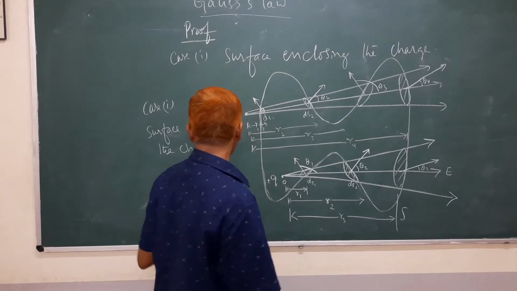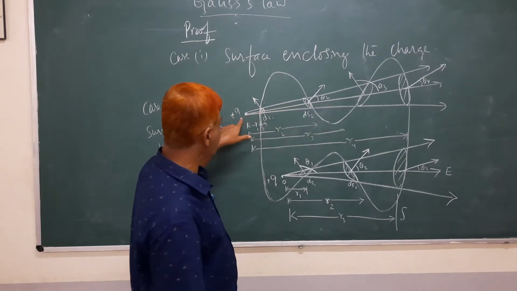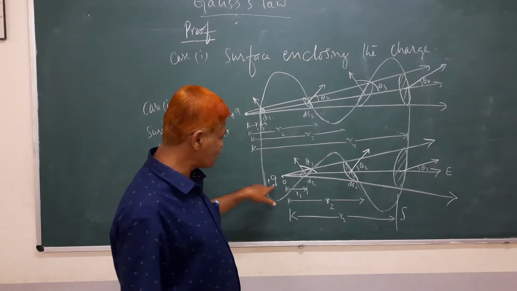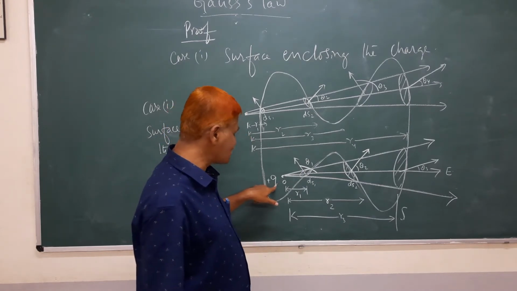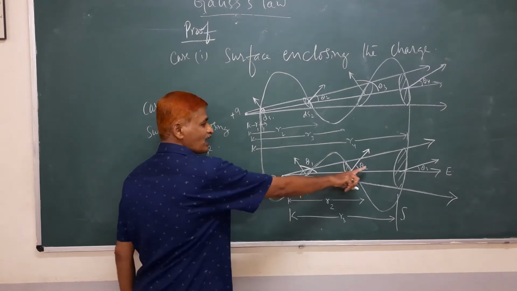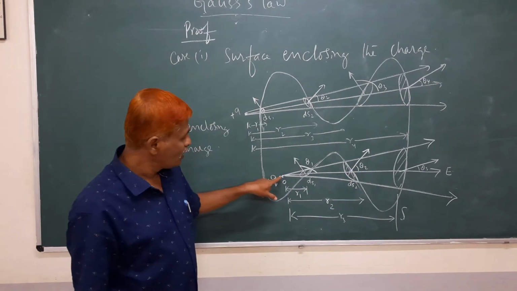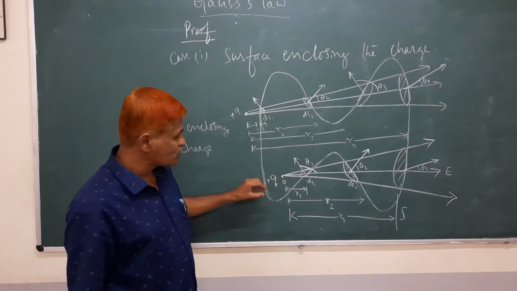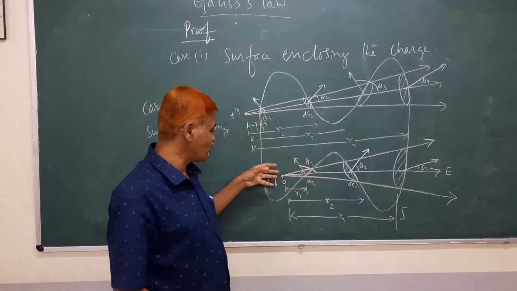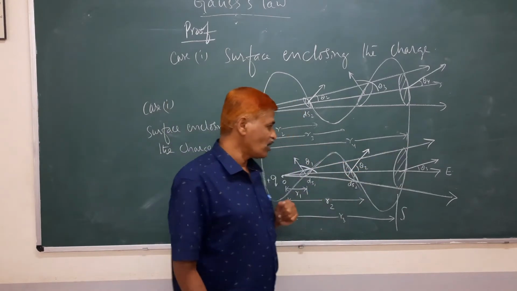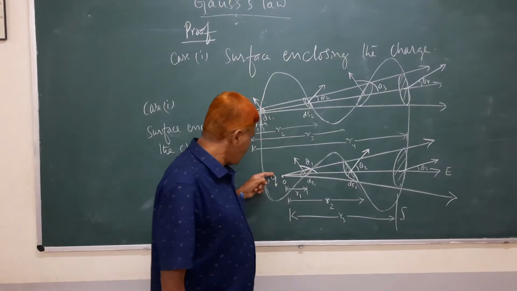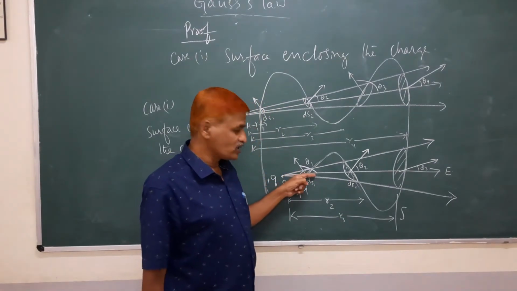Second case is for surface not enclosing the charge. Charge Q is outside the surface. In case 1, charge is inside the surface. Okay, Q is inside the surface. For that I am taking this. So it is a positive charge. It is sending all the electric lines of forces. The electric lines of forces are diverging from this charge and they are coming out from this surface. At this point they are going out.